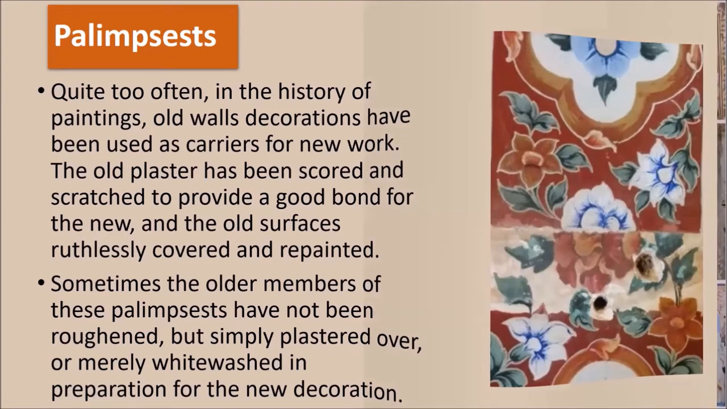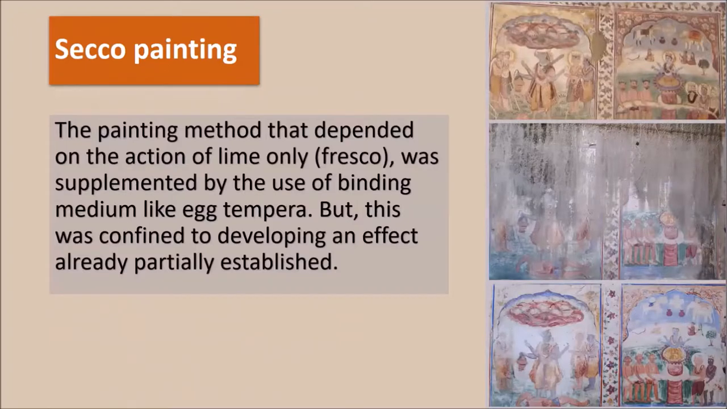So secco painting. Secco means dried, so fresco secco is actually the paintings done on dry lime plaster. Here I would like to explain the picture on the right. On the top there are two panels, two portions painted on a wall, which I took a picture of.